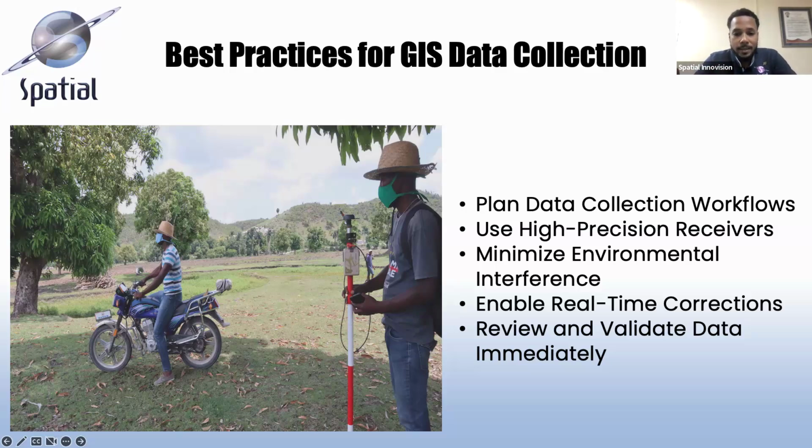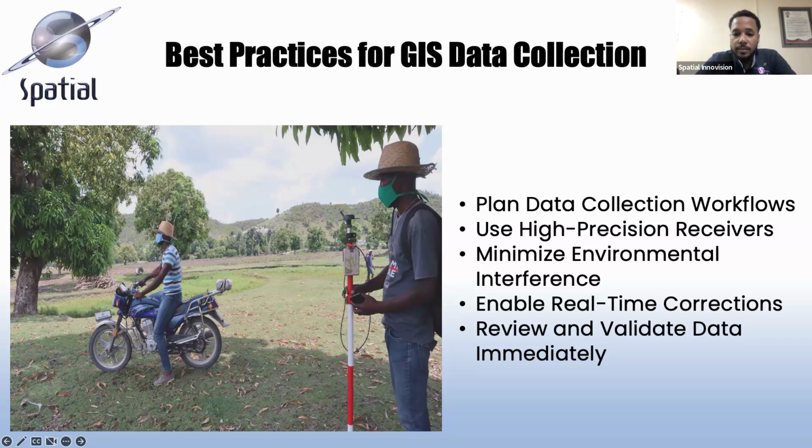You want to minimize environmental interference. So you want to collect data in open areas free from obstructions for optimal signal strength. Some of the devices that we also have work under canopies as well. So there are devices which, depending on the type of data collection and where you're going in the field, we have devices that work optimally in harsher conditions as well.